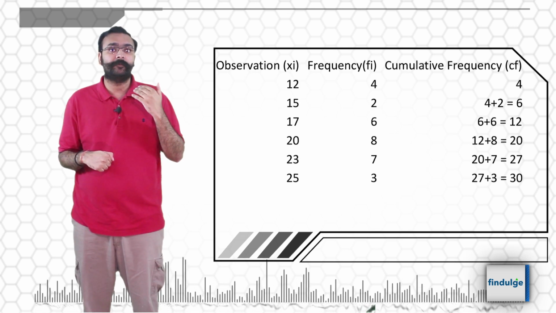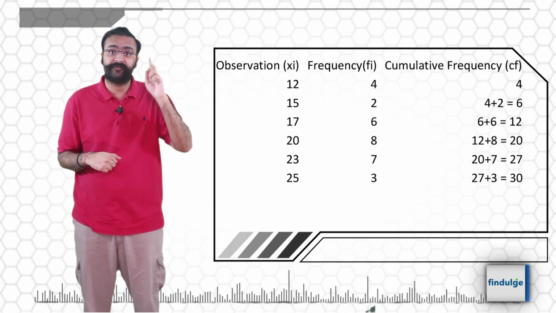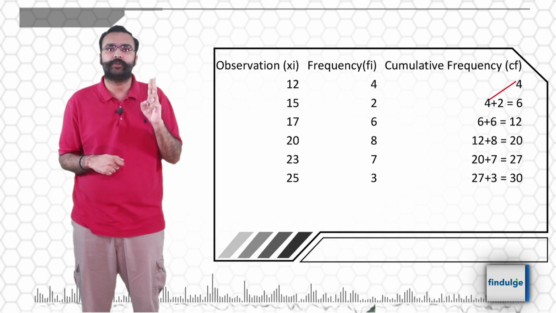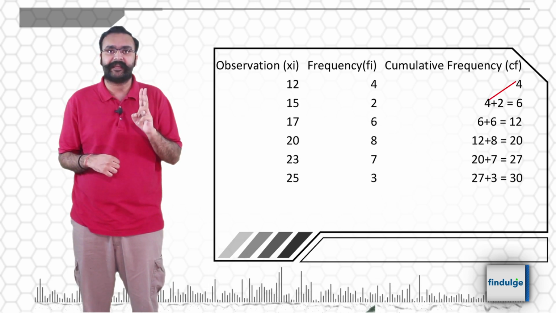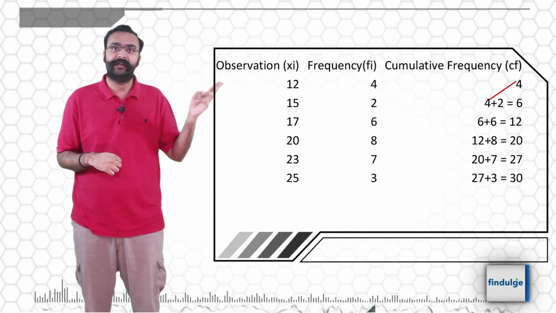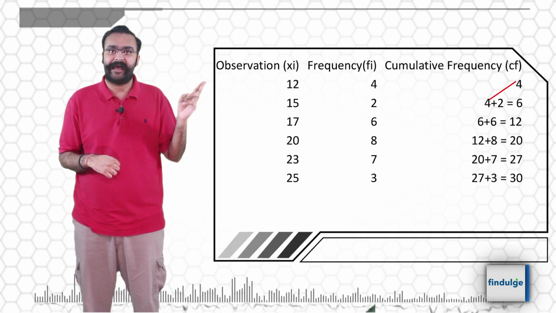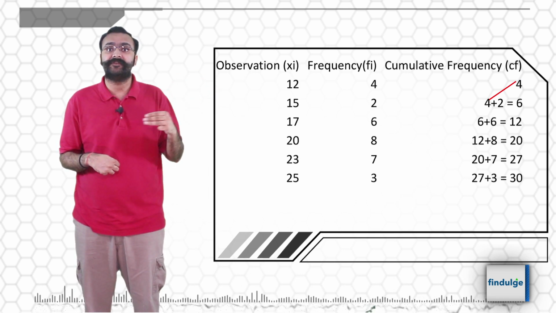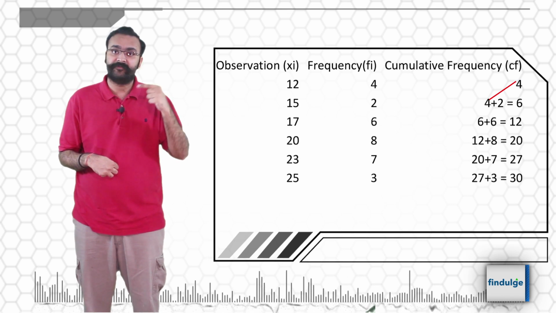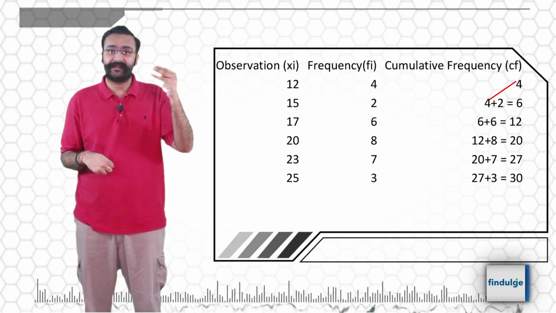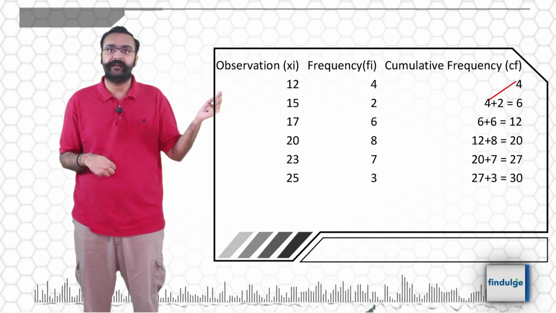So obviously it will be the total number of frequencies of the first observation plus the total number of frequencies of the second observation. So cumulative frequency gets filled in as that. Cumulative frequency for the third observation will be first plus second plus third. So again gets filled in.